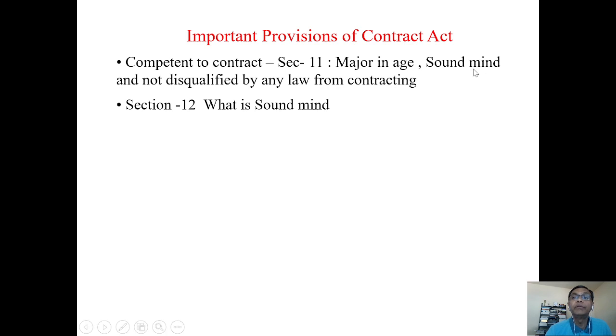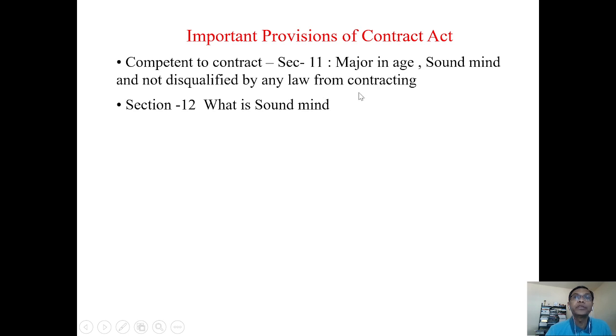But there are persons called lunatics. At certain times they have a good mind. During that time one can enter into an agreement. So these are some of the competency of the contract. And also, a person entering into a contract should not be disqualified by any law.